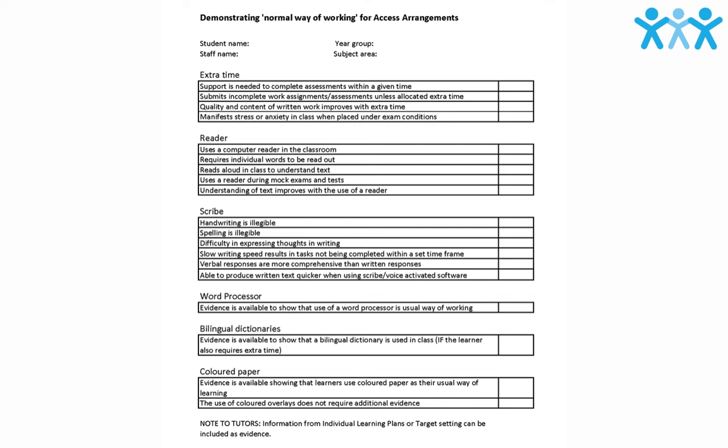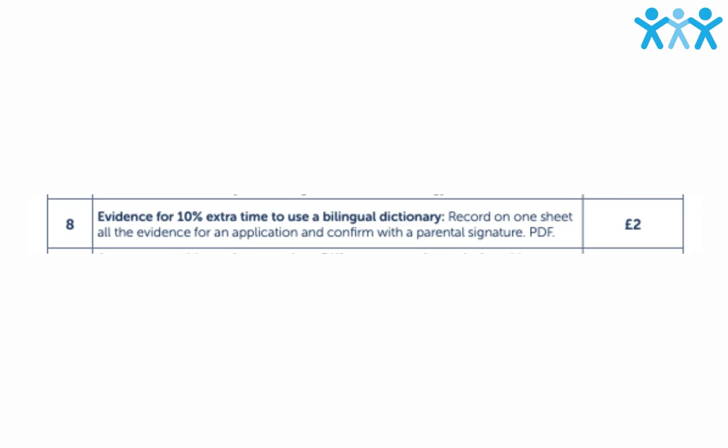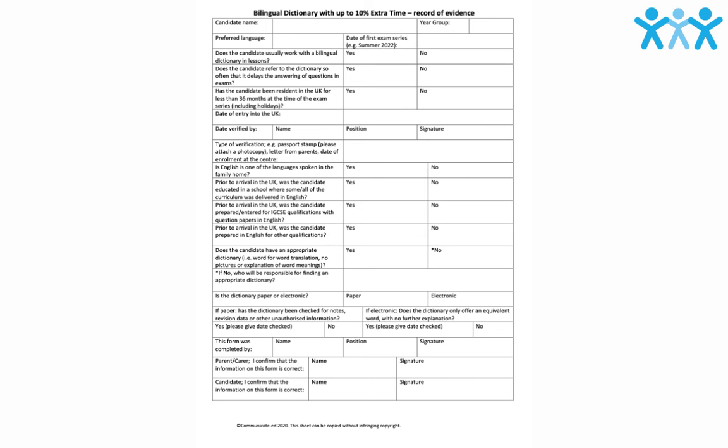We have a number of different formats used by various centres to demonstrate the normal way of working for access arrangements and to get information from class teachers. The next resource is a document that we have to record evidence that you'll need to show when a candidate using a bilingual dictionary qualifies for extra time. Of course, like all these documents, it's based on the current JCQ regulations.